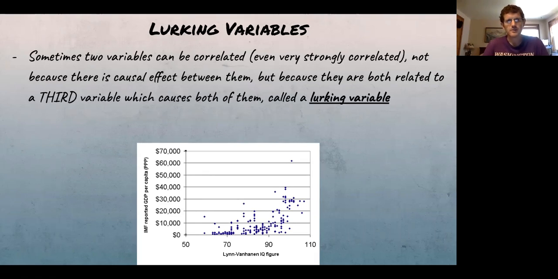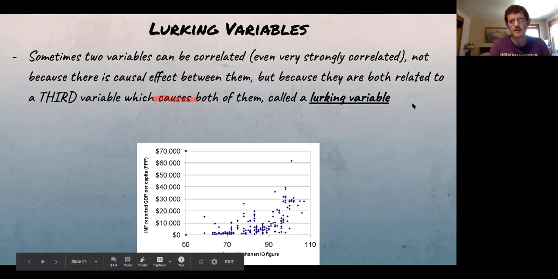Lurking variables. Sometimes two variables can be correlated and even very strongly correlated. And that doesn't mean that that's because one causes the other. It's because they're both related to a different third variable, which causes both of them. And that might be the lurking variable. Again, I want to be cautious when we say causes both of them. That would be determined not through a correlation analysis or regression analysis, but through other means, maybe through experimentation, which we'll talk about later in the class. So, bottom line, there could be a reason two things are strongly correlated, not because they have any causal effect on the other, but because there's a third factor.